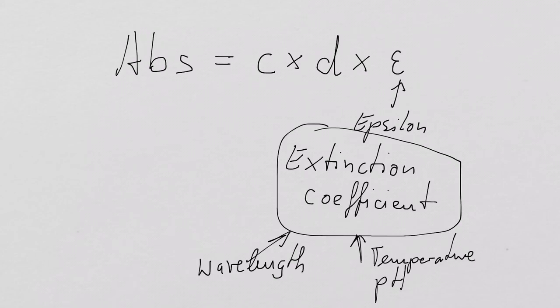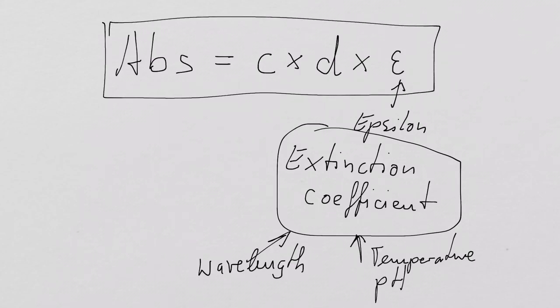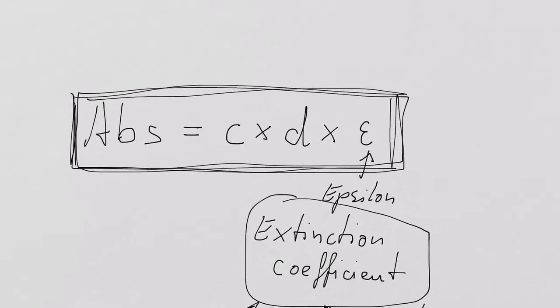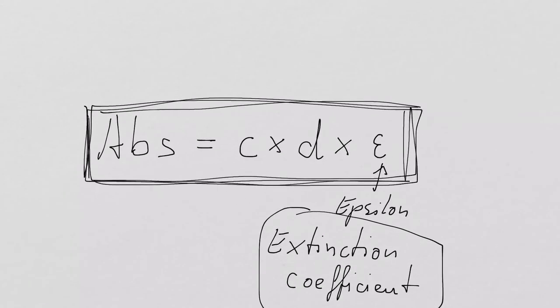Now, this thing that I've just written down: absorbance equals concentration times d, the path length where the light has to go through, times epsilon, the extinction coefficient. This has a special name, and you are absolutely right, it is the Beer-Lambert law.